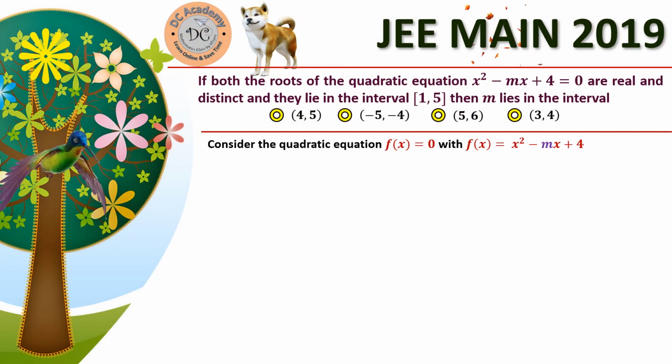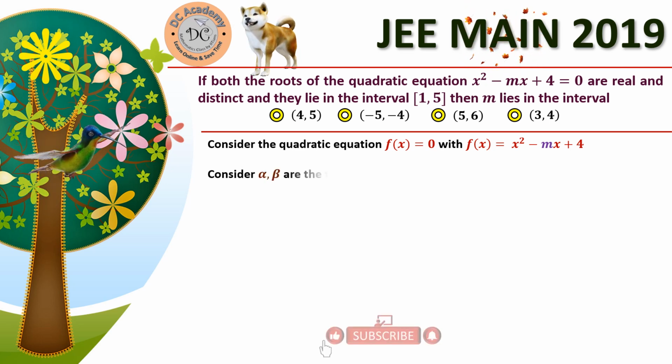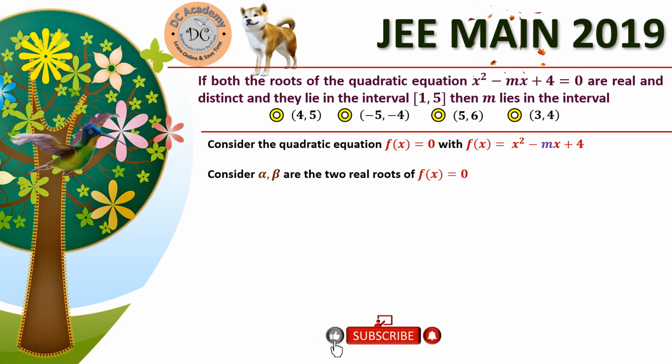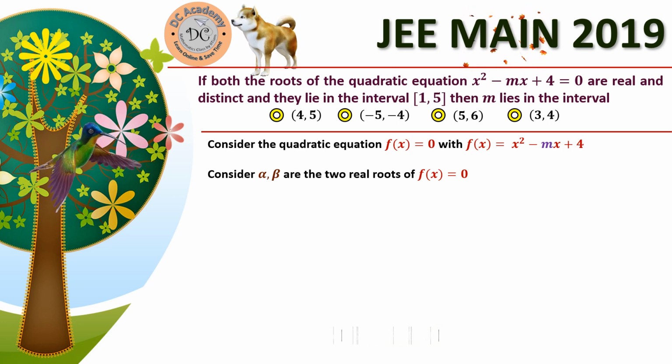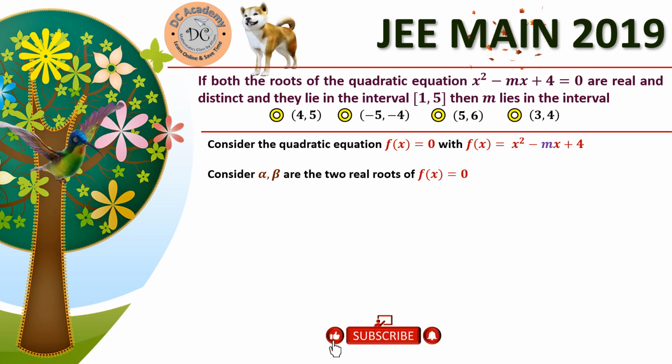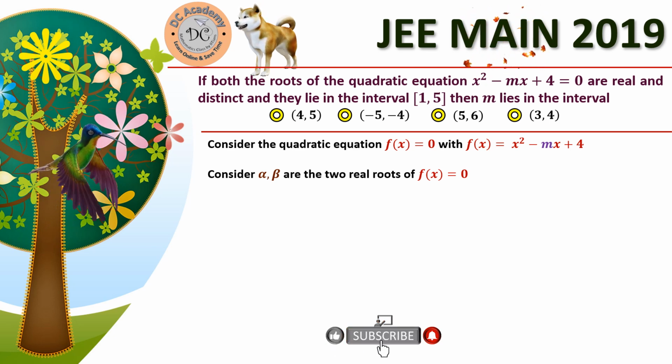So first we consider the equation x square minus mx plus 4. Here we consider the equation f(x) equal to 0, where f(x) is x square minus mx plus 4. It's given that alpha and beta are the two real roots of this equation. So if we plot it, the graph of f(x) must cross the x-axis at these two points. That's the first information.